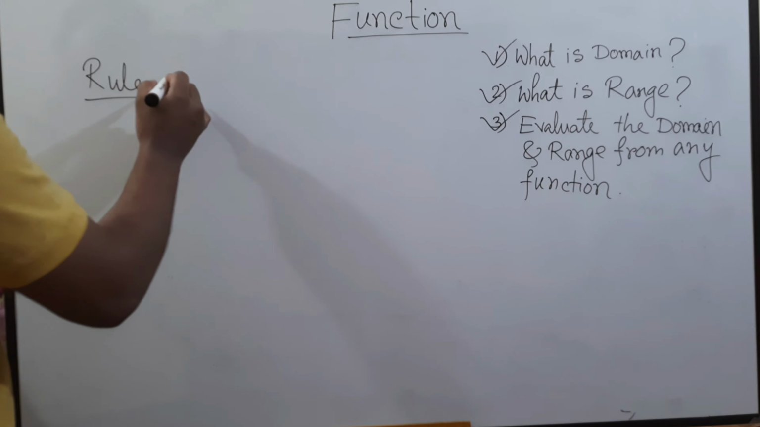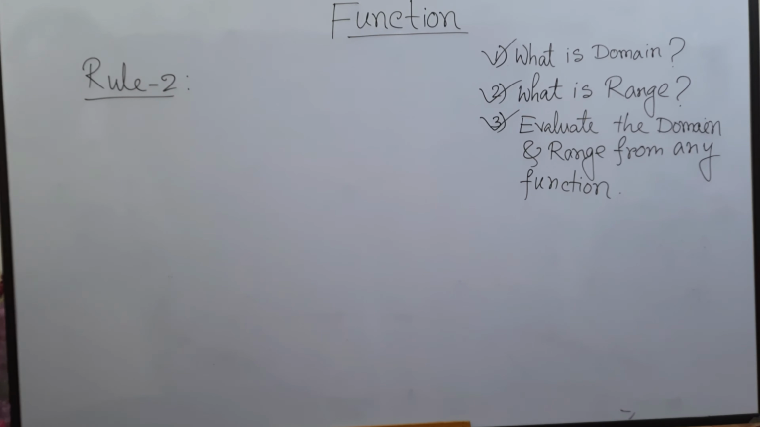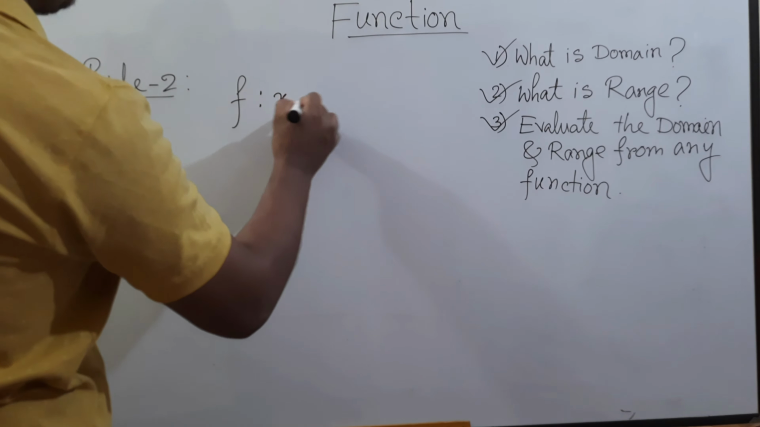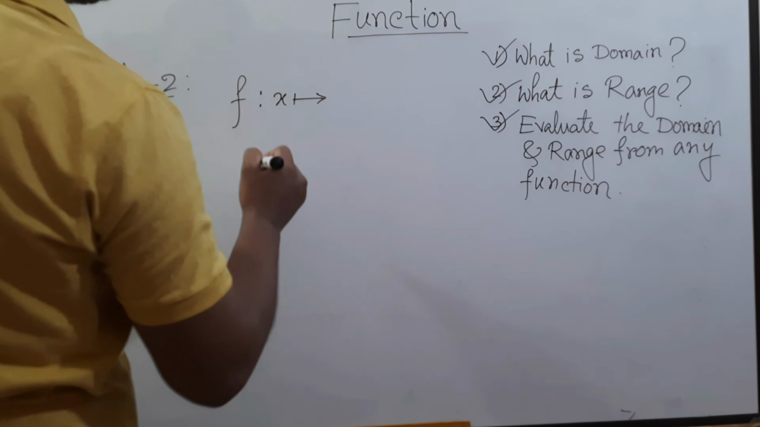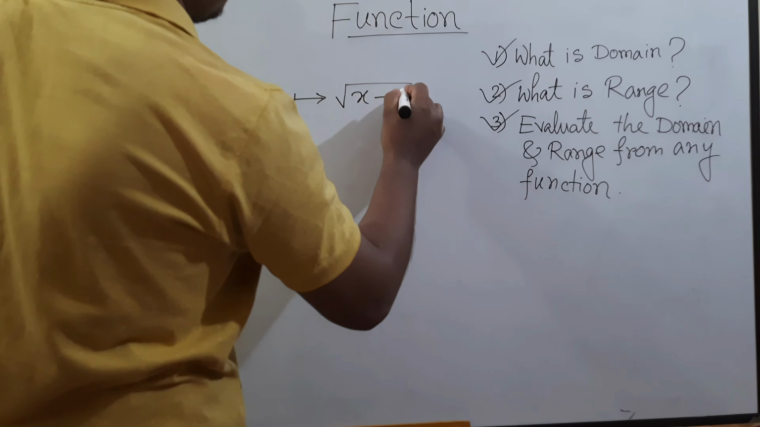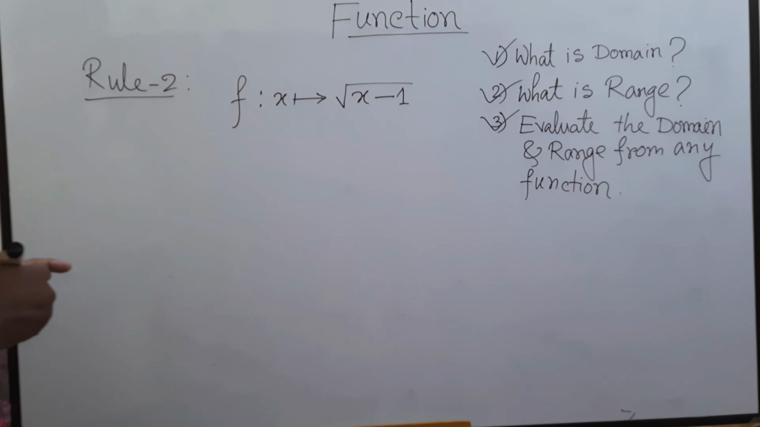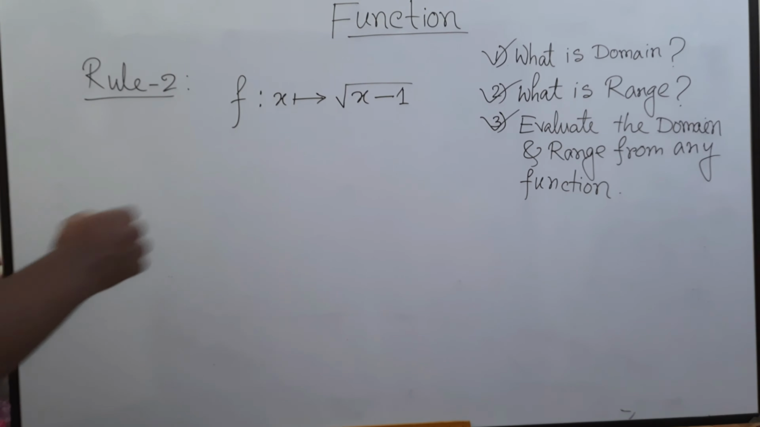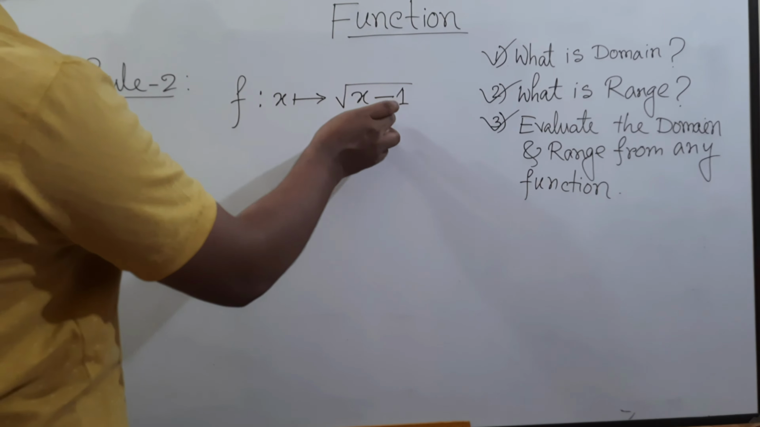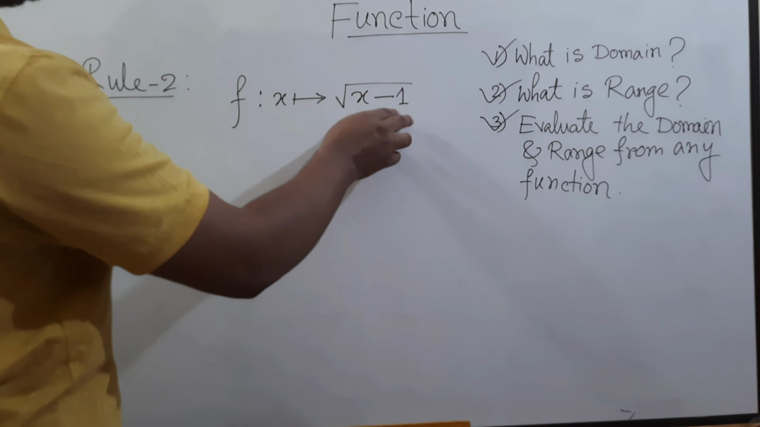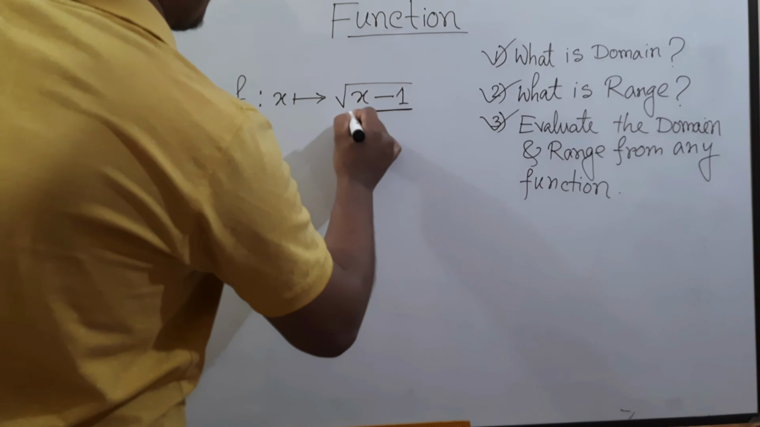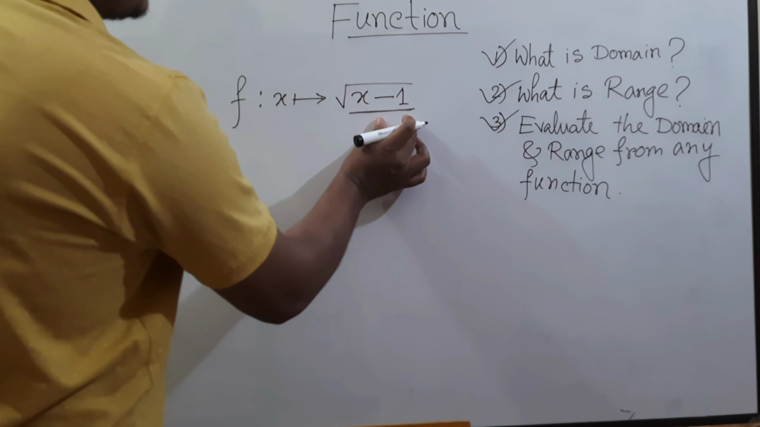Number 2 is if the function is a square root. So let's say f is a function such that x maps to root over x negative 1. So we know that inside the root the value cannot be negative. So for what value of x the function value will be negative, we just look at this. This value cannot be negative, that means it must be positive.